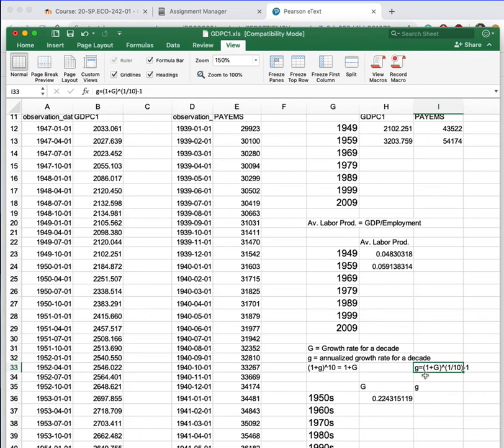Using this formula, I can easily compute small g as 1 plus capital G to the power of 1 over 10, minus 1. So 0.02 is the annualized growth rate of labor productivity in the 1950s.